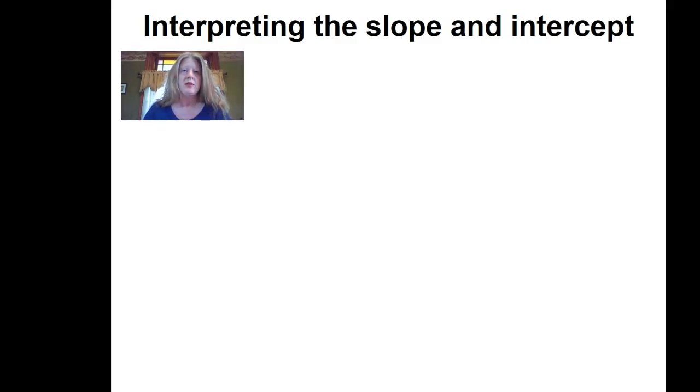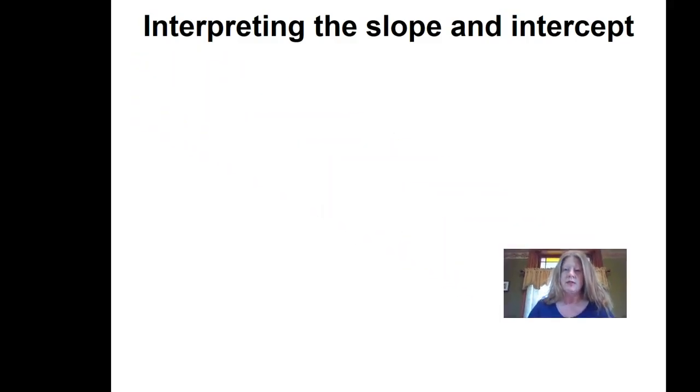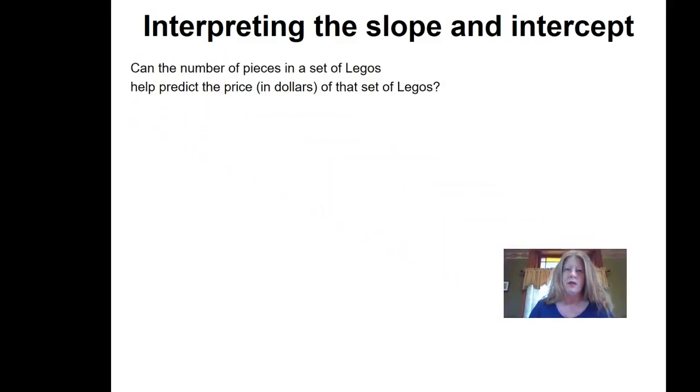Okay, so interpreting the slope and intercept. So let's talk about a new example here. Let's say that we're interested in trying to predict the price of a set of Legos based on the number of Legos in that set. And if you are not familiar with Legos, they are these little toys where you can build different things with them, little building blocks.